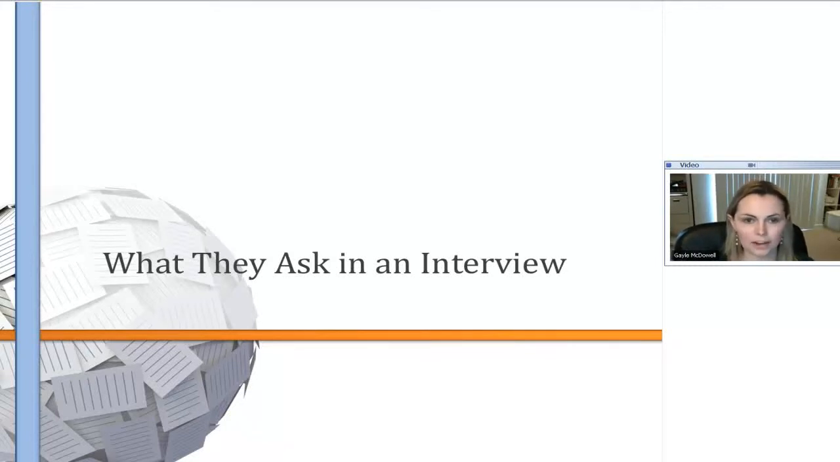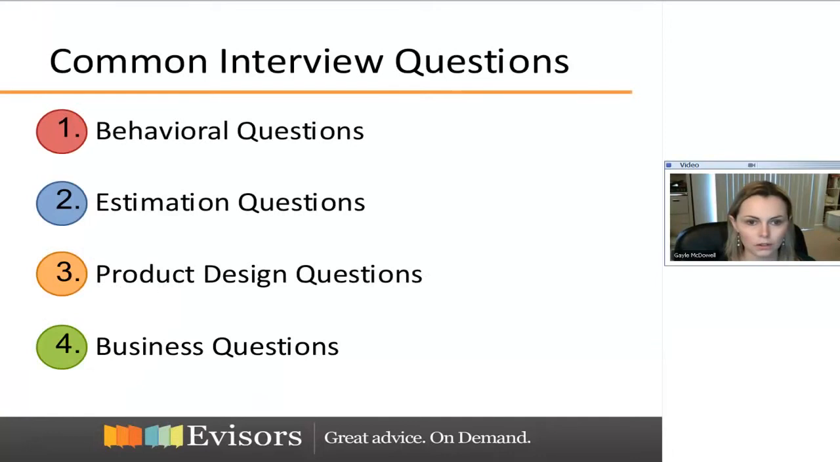Talk for the rest of the time about the actual interview questions. So there's four types of interview questions that are particularly popular. So behavioral questions, estimation questions, product design, and business questions. I didn't list this here, but obviously for coding roles, or even product management or program management can end up wanting to see some coding.